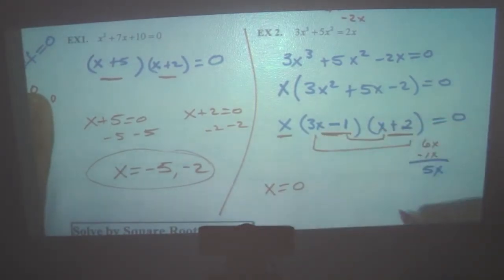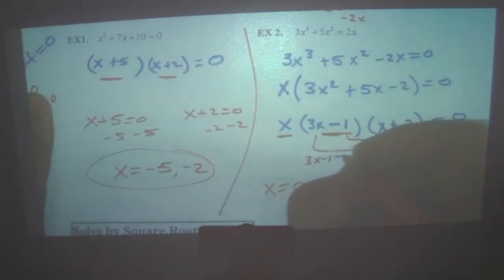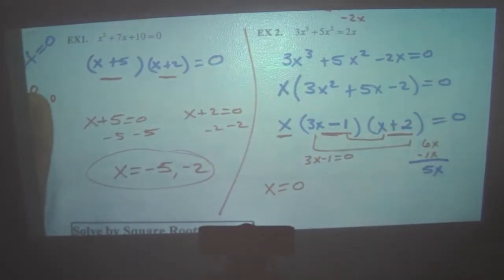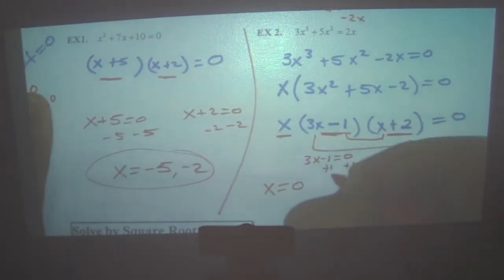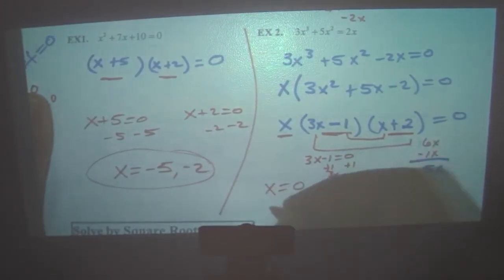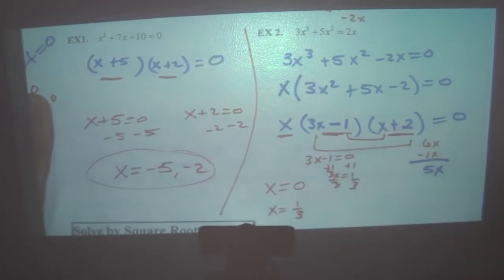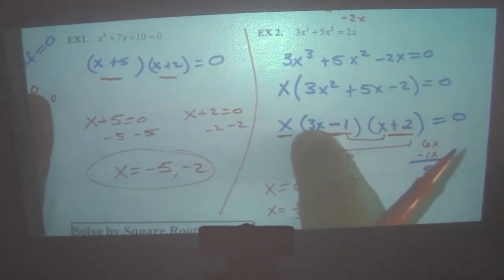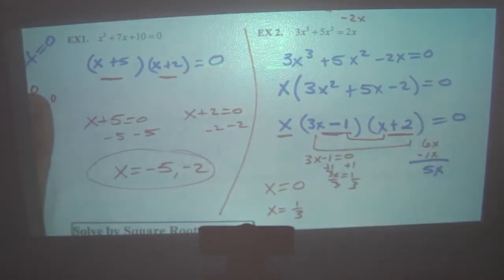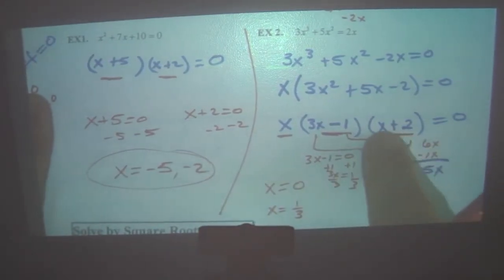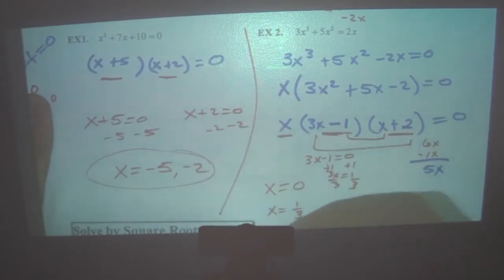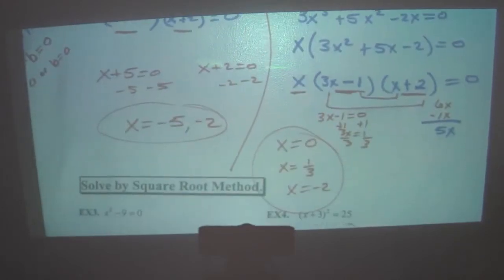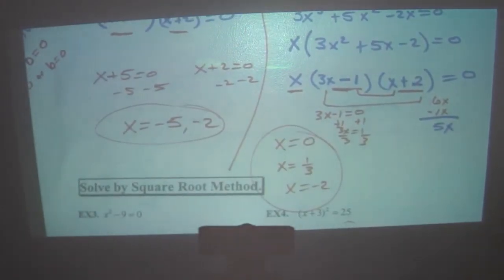I've got 3x minus 1. Some people like to write that one out. You do not have to. I would add the 1 and then divide by 3. So I would get 1/3 there. Just opposite sign, and that's your divisor. That's what you're going to divide by. And then last but not least, opposite sign, x plus 2, I'm going to get negative 2. So x equals negative 2. Final answer, 0, 1/3, and negative 2.